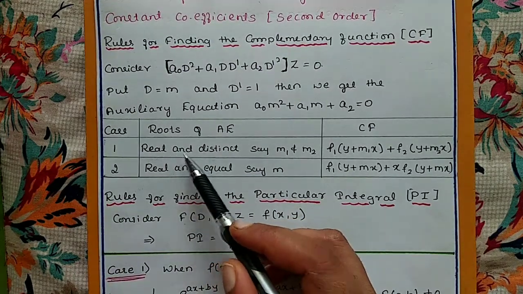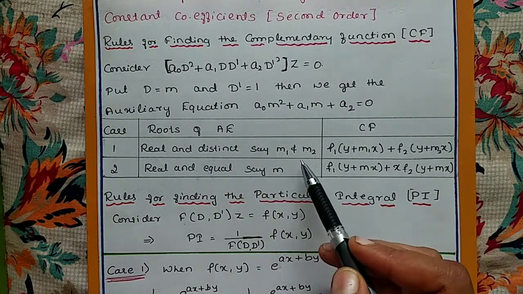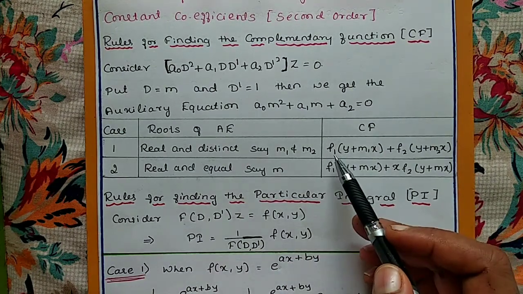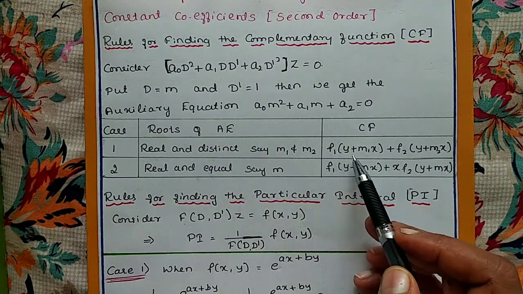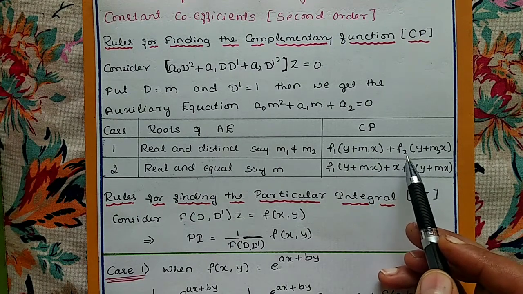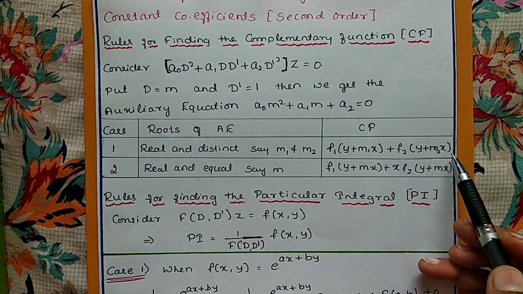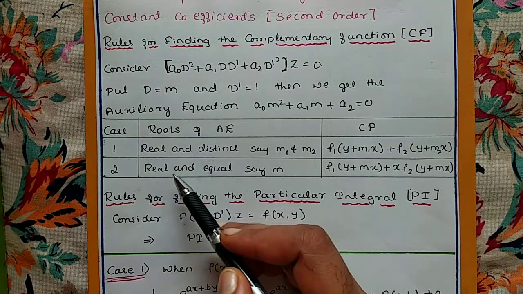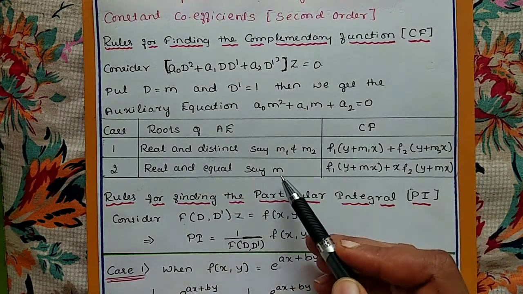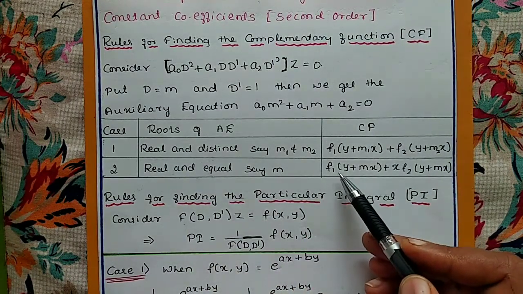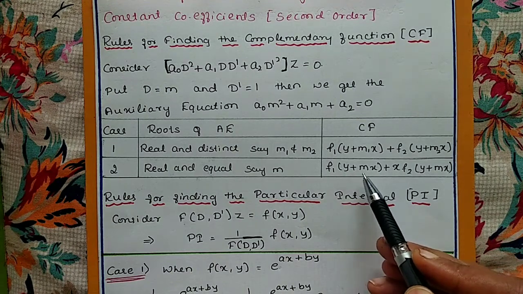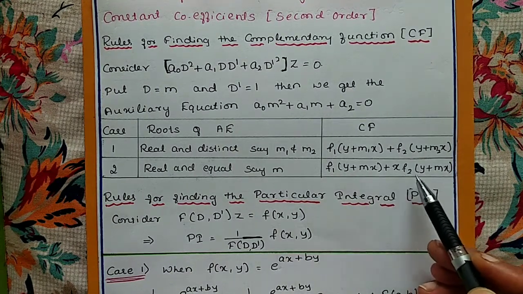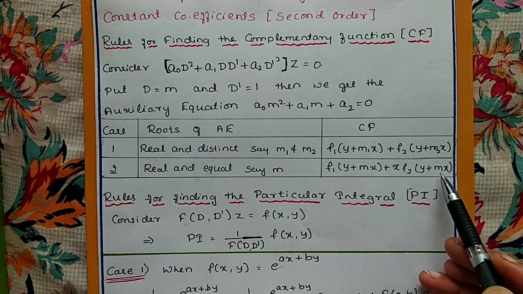By the nature of the roots, the complementary function is as follows. When the roots are real and distinct, say m1 and m2, then the complementary function is f1(y + m1x) + f2(y + m2x). Suppose the roots are real and equal, say m, then the complementary function is f1(y + mx) + x f2(y + mx).